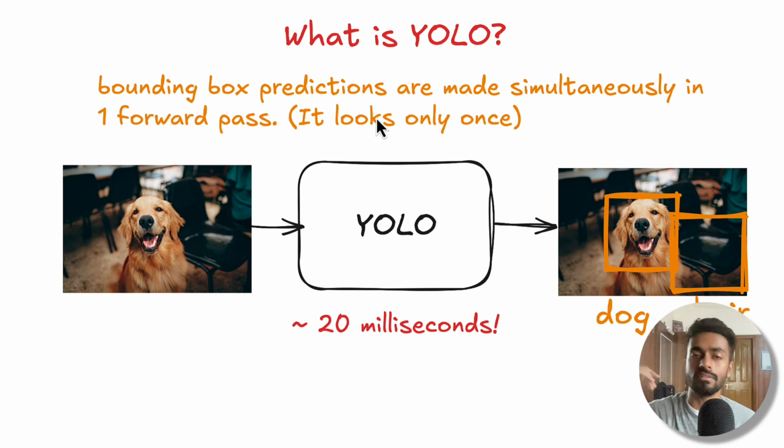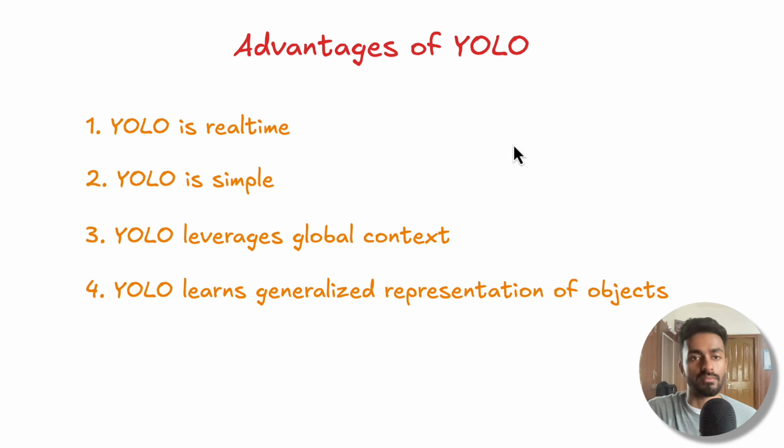So in this video, we took a look at what YOLO is. It essentially is a method of object detection that has an end-to-end trainable neural network where all of these localizations and classifications are produced in one forward pass simultaneously, and hence it looks only once. We also took a look at some advantages of why we would use YOLO over, for example, RCNN. One is that it's real time. It's simple, it leverages global context, and it learns generalized representations of objects.